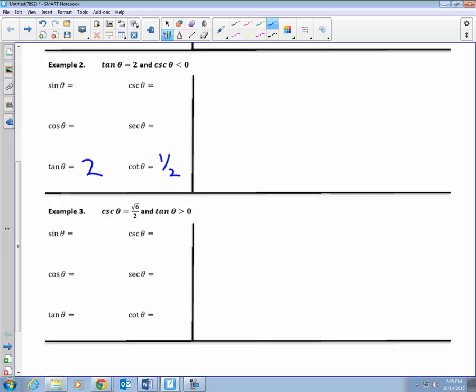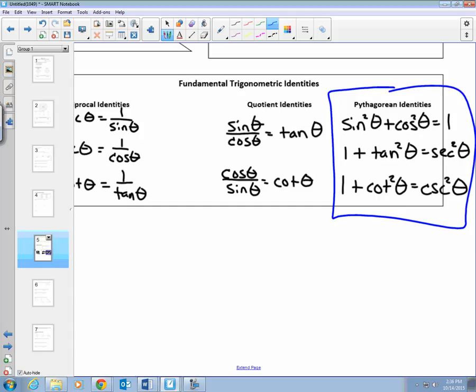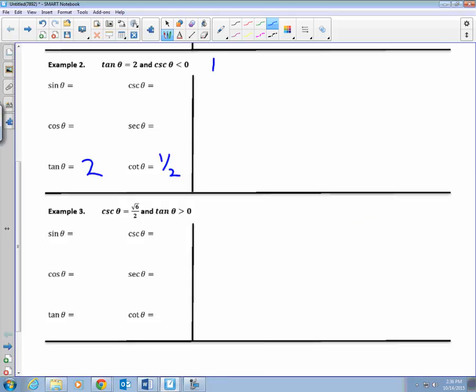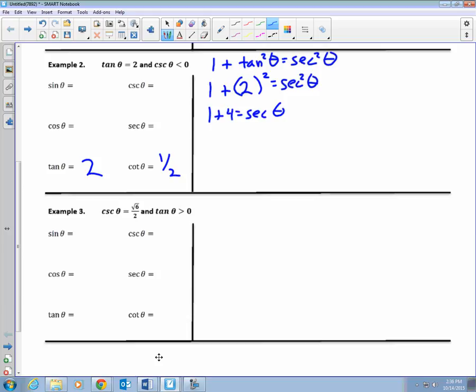What formula do I have to use? Identify the formula. Which one? The first, second, or third? Second formula, 1 plus tangent squared is secant squared. So that's the formula I'm going to use now. 1 plus tangent squared of theta is equal to secant squared of theta. So 1 plus, what is tangent? 2, so we square it to get secant squared. What's 2 squared? 4. So 1 plus 4 is equal to secant squared of theta. What's 1 plus 4? 5 is equal to secant squared of theta.